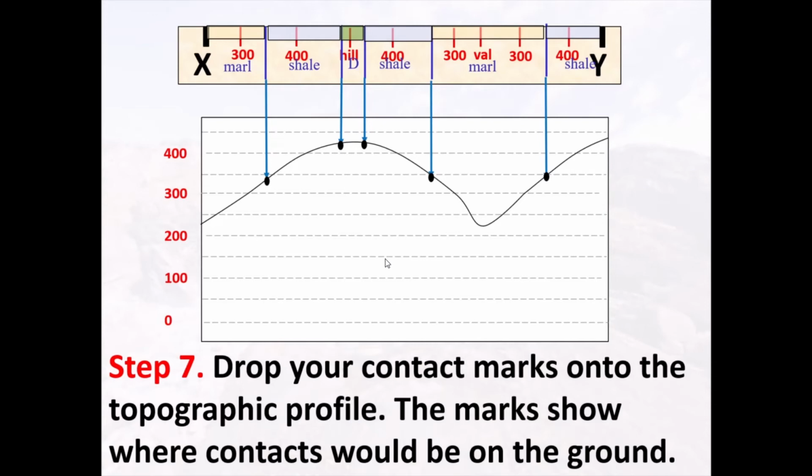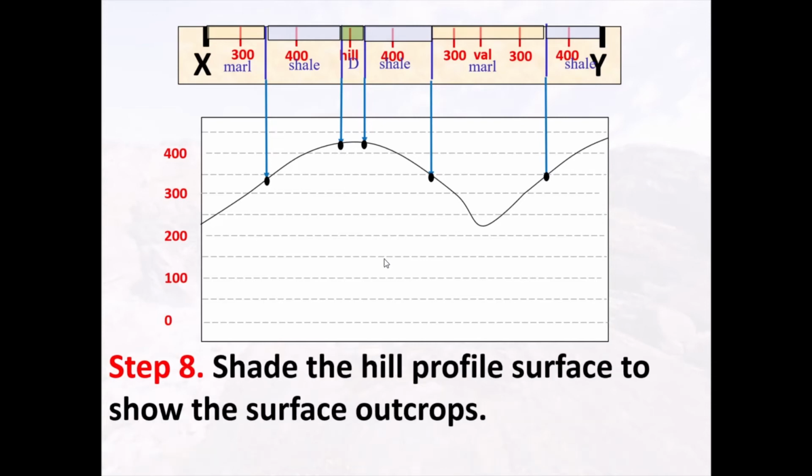and then what we can do, just to make ourselves feel better, I guess, is to shade in the very top uppermost part of the hill profile to show the nature of the surface outcrops. Okay, at the very least, what this shows is that you know what the geology would be on the surface at that point. Even if we can't understand what the geology is doing at depth, at least we'll know what the geology is right at the surface.